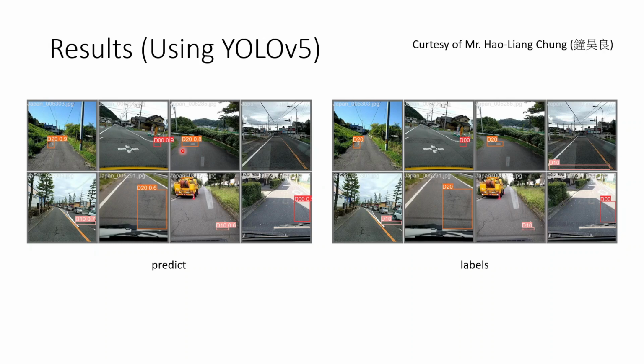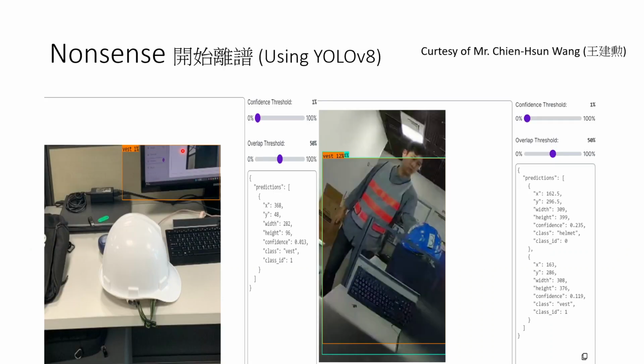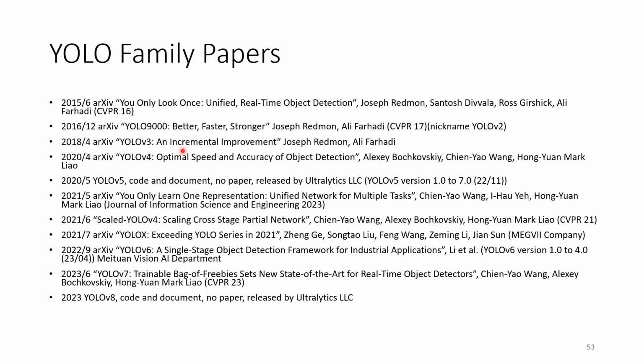Okay, never mind. And another classmate used YOLO V8 to detect helmets, but there's something wrong. I asked them what the difference is between YOLO V5 and YOLO V8, and I would like to figure it out. So I went through those papers. Those papers are all the YOLO family.